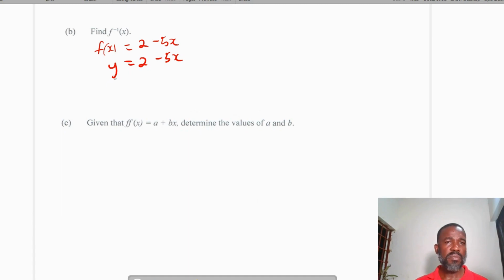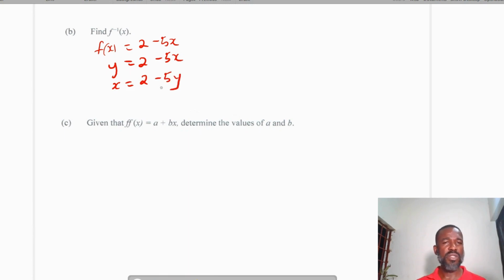So remember now that the y would be the range or the codomain, and x would be the domain. Okay? Now, what we are going to do is switch the domain and the range. So we are going to say now x is equal to, wherever I see x, I'm going to replace it with y, and where I see y, I'm going to replace it with x. So I'm going to say 2 minus 5y.